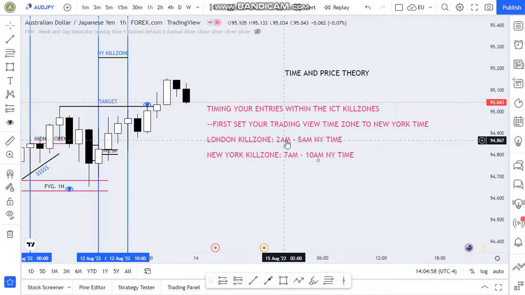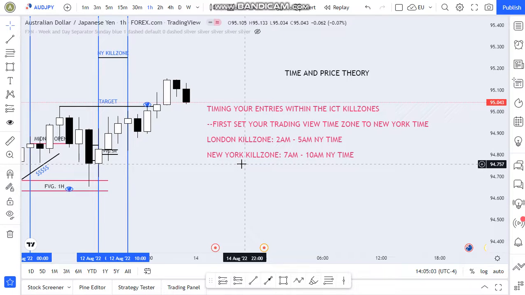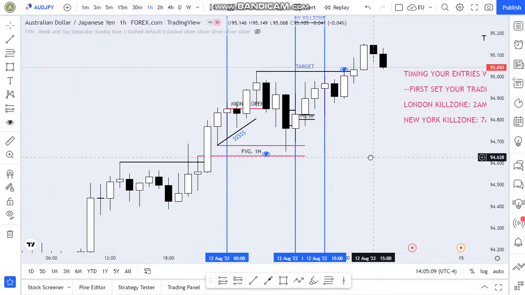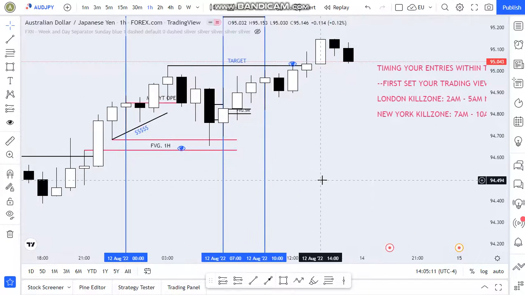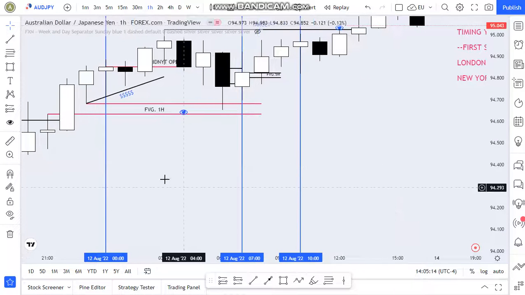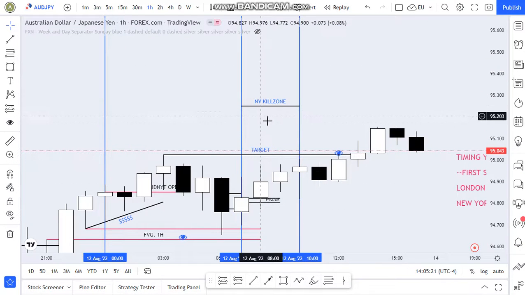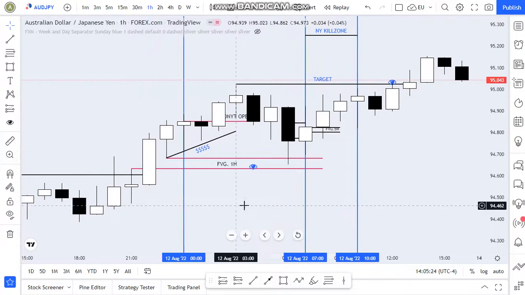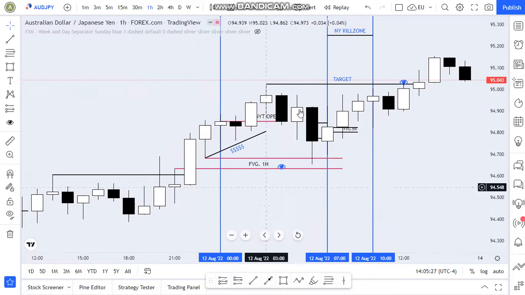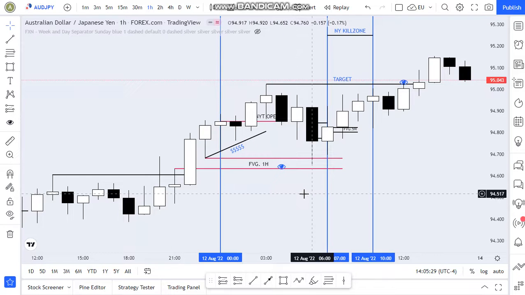You have the London Kill Zone, which starts at 2 a.m. New York time to 5 a.m. New York time, and then we have the New York Kill Zone, which starts at 7 a.m. to 10 a.m. New York time. This is how you do it. You can see I've marked my New York time zone here from 7 a.m. to 10 a.m., and this is my New York Kill Zone as I have labeled it. Of course the London Kill Zone is there, but this setup happened within the New York Kill Zone, so I'll be using just the New York Kill Zone.